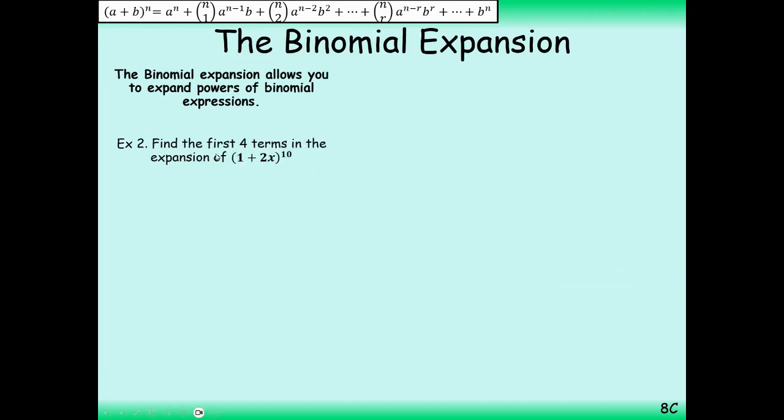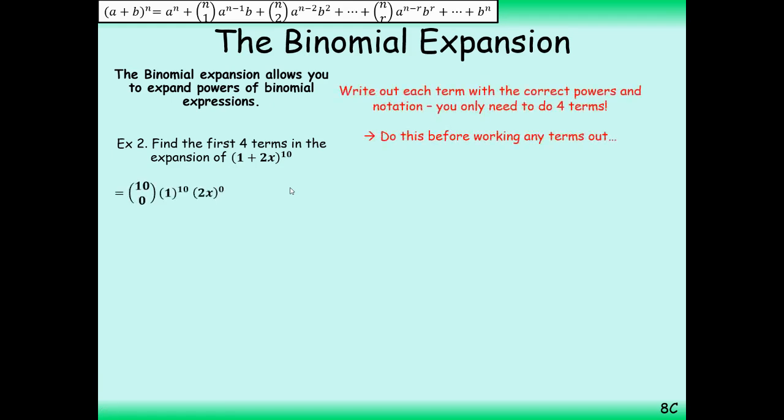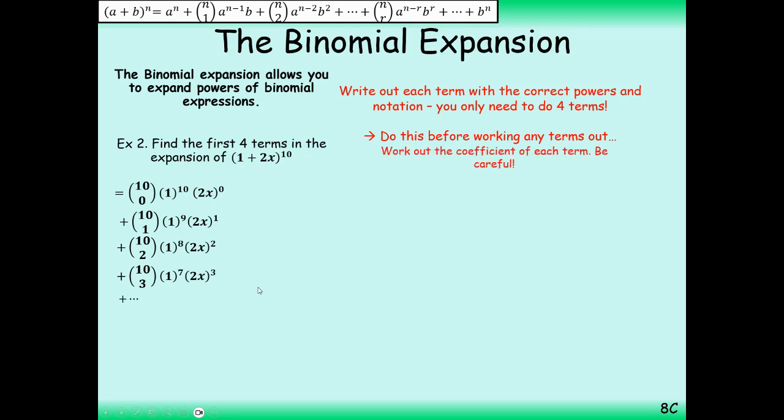So let's look at this next question here. We've been asked to write the first four terms of this expansion. So that means take x to the power of 0 to start with. We'll have just 1 to the power of 10, and then 1 to the power 9 times 2x, and you're going to put the coefficient of 10 choose 1 in front of that next term, and so on up to 10 choose 3. Now, these are the first four terms, believe it or not. That's it. You don't have to write the rest of them.